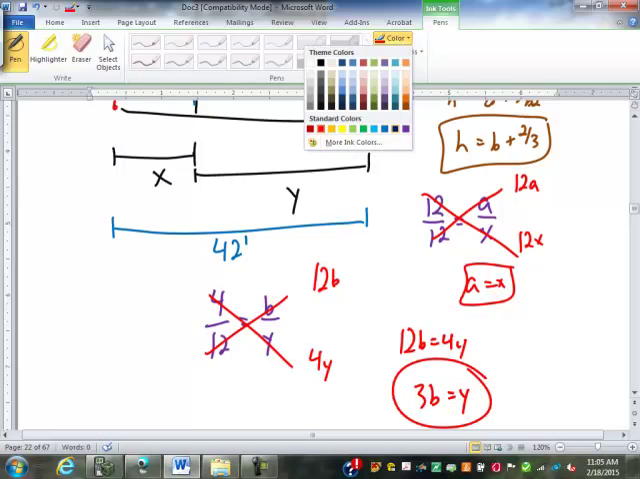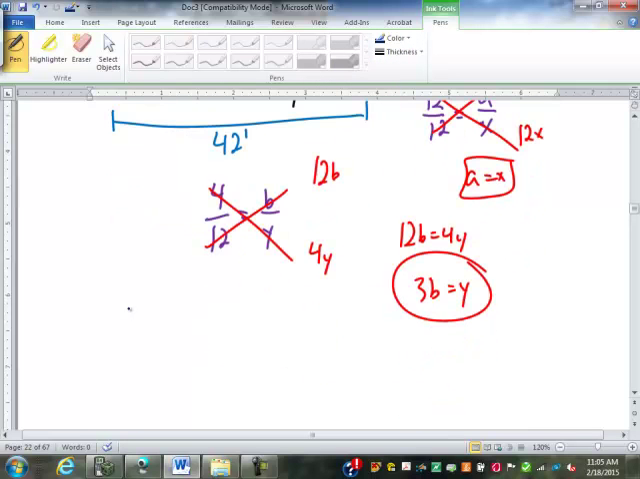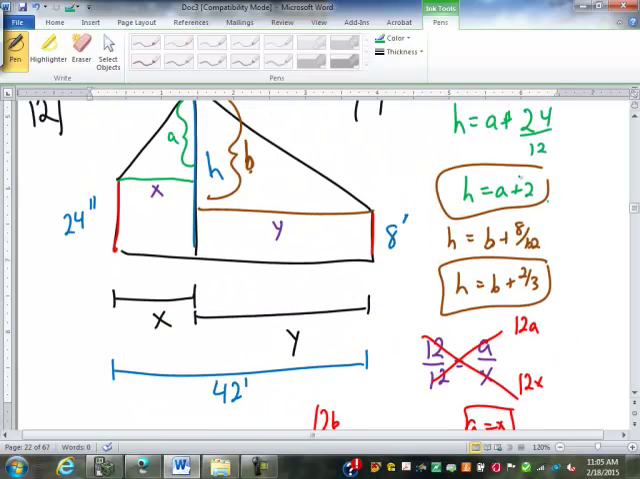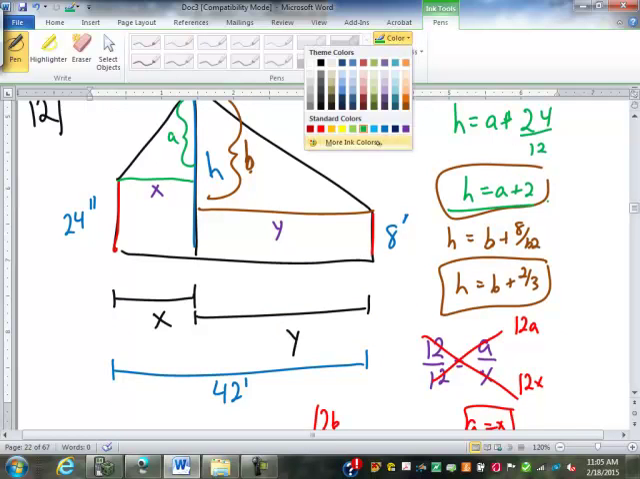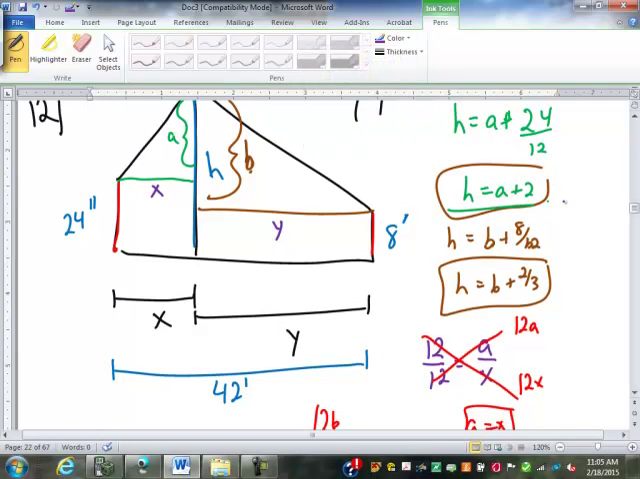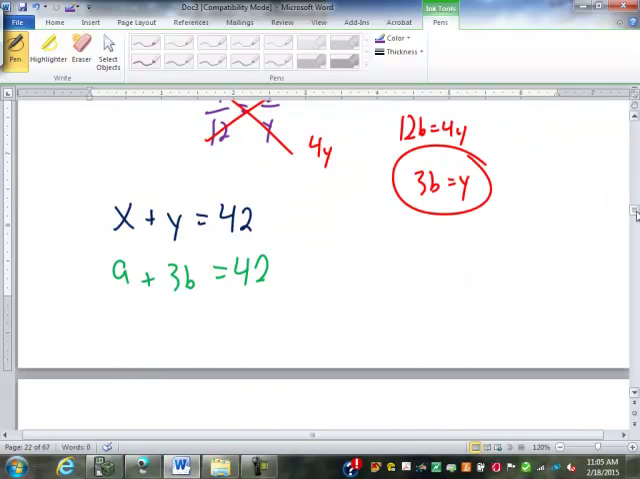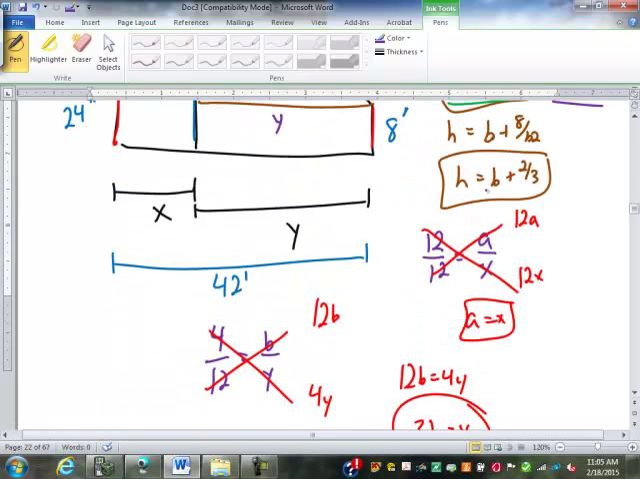So now, we know that X plus Y equals 42, which means A plus 3B equals 42, because X is A and Y is 3B. Now we go back to these. We're going to define A in terms of H. We're going to subtract 2 from each side. A is equal to H minus 2, correct? So this is H minus 2. B, we're going to subtract 2.